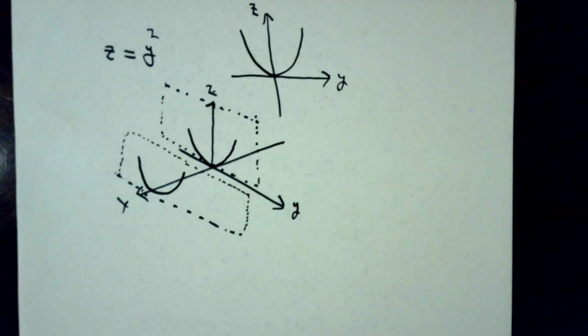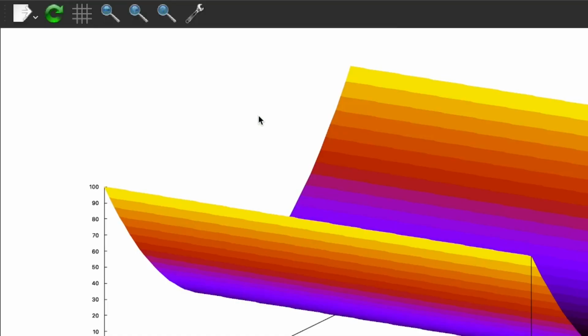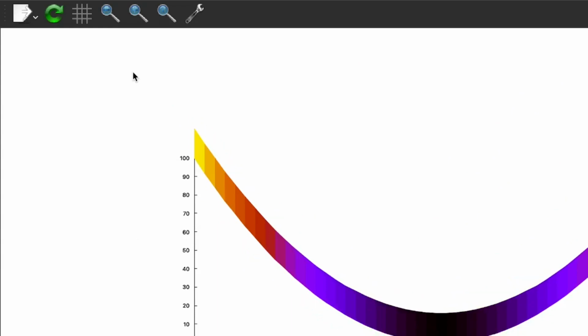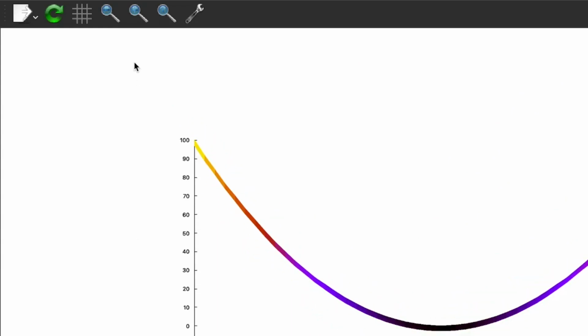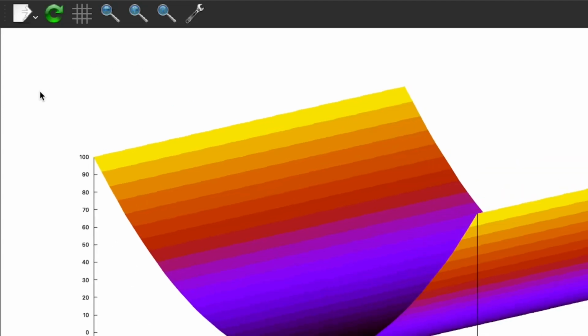Every parabola in between those, and every parabola that you could get by extending this in either direction, will also be part of the surface. The shape I'm going to get is as though I took a piece of paper and curved it in the shape of a parabola this way. So as you can see, this graph is just a parabola that has been slid sideways parallel to the x-axis.